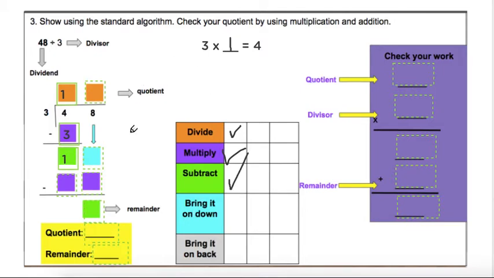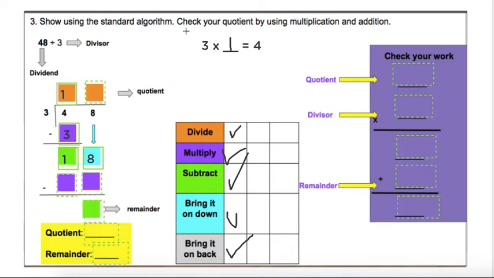Bring it on down and bring it on back. What number are we bringing down? It's the turquoise box. What number are we bringing down, y'all? If you said 8, you're absolutely correct. We're bringing down 8. And bringing it back means we're starting from the beginning. So now we're trying to figure out how many times 3 goes into 18.